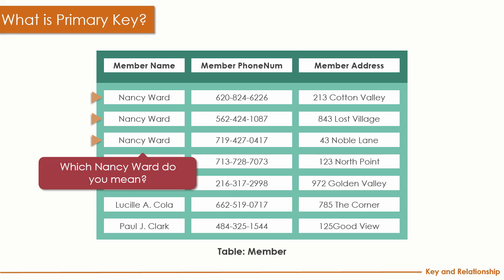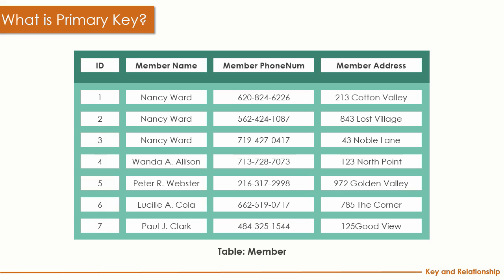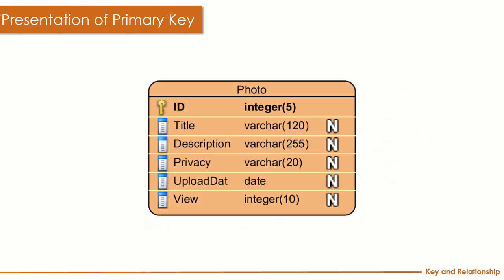Which Nancy you want? In this case, we need to introduce another column called ID to identify which row of data you expect. So you can select to say I want the phone number of ID number 2, something like that. So the presentation of the primary key is a key. You see the key icon on the left hand side of the column.